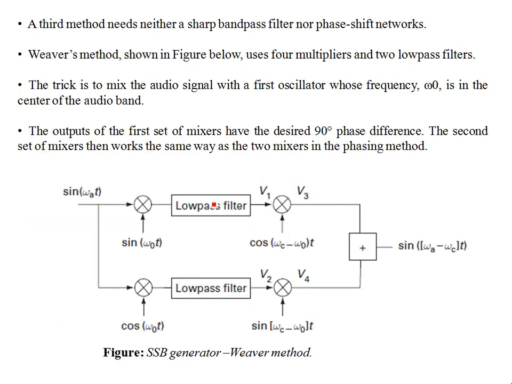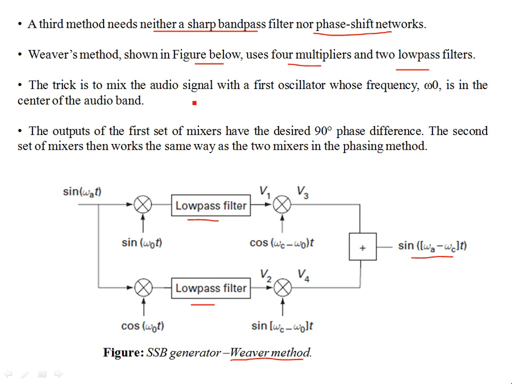Then we have a third method which is famous and goes by the name of Weaver's method. It requires four mixers, four multipliers, two low pass filters. Okay, so there are two low pass filters and four mixers, and then it basically generates over here the lower sideband. So this third method, the advantage is it neither requires sharp band pass filters nor phase shifters. Okay, so Weaver's method is shown in the figure below, and uses four multipliers, two low pass filters.